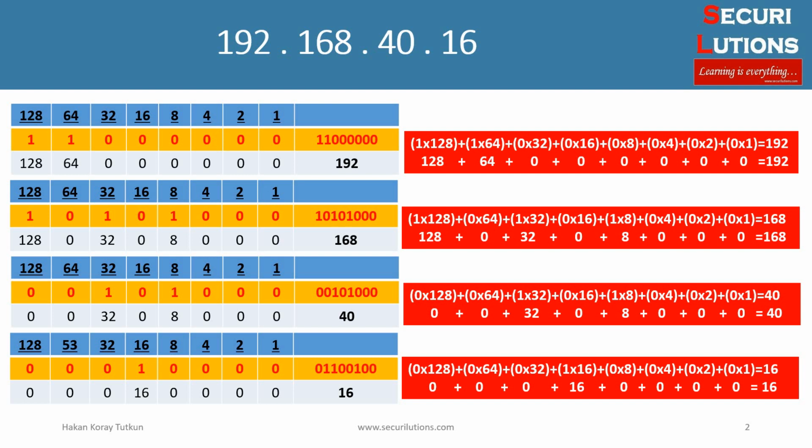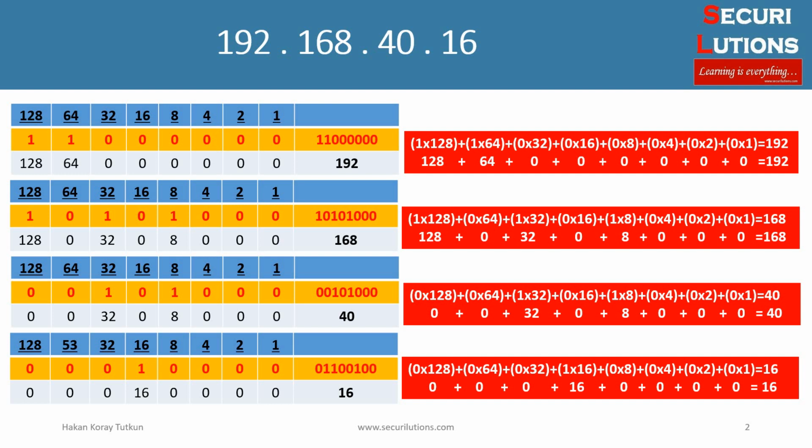In the third example, 0 times 128 plus 0 times 64 plus 1 times 32 plus 0 times 16 plus 1 times 8 plus 0 times 4 plus 0 times 2 plus 0 times 1. The total result of this calculation is equal to 40.